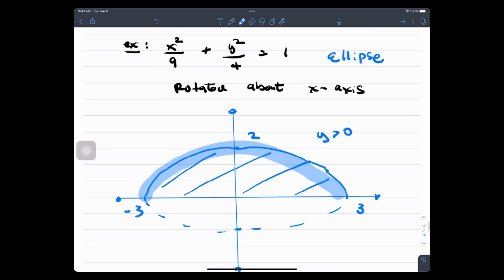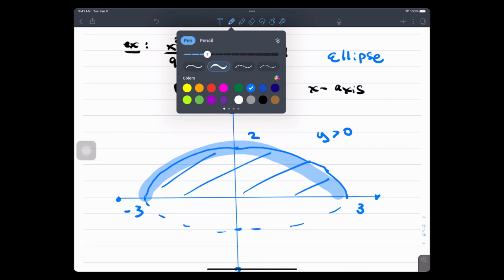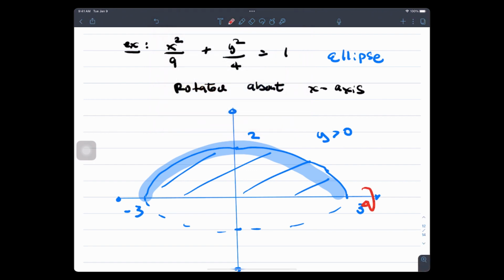So you're going to rotate this about the what? About the x-axis, right? So if you do, remember this, what's your radius going to be? You guys know what your radius is? Radius is y, is that true?